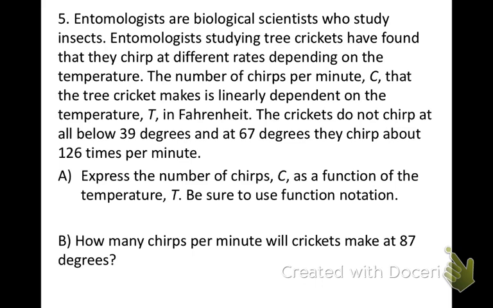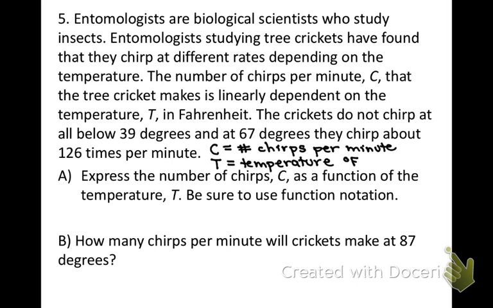They tell me that C is going to be the number of chirps per minute, and that capital T is the temperature in Fahrenheit. So we've got to keep this in mind as we write our function, and we're using function notation.